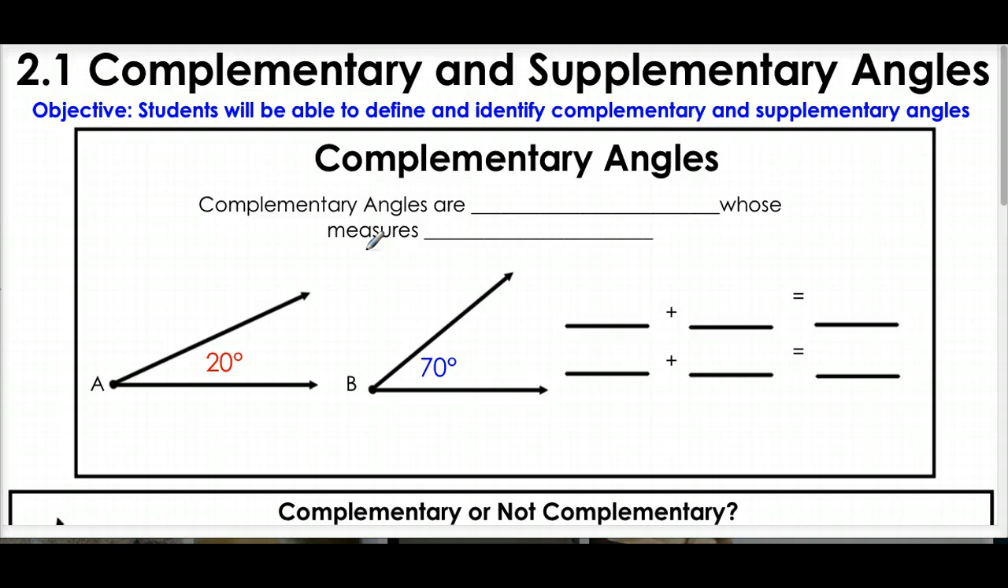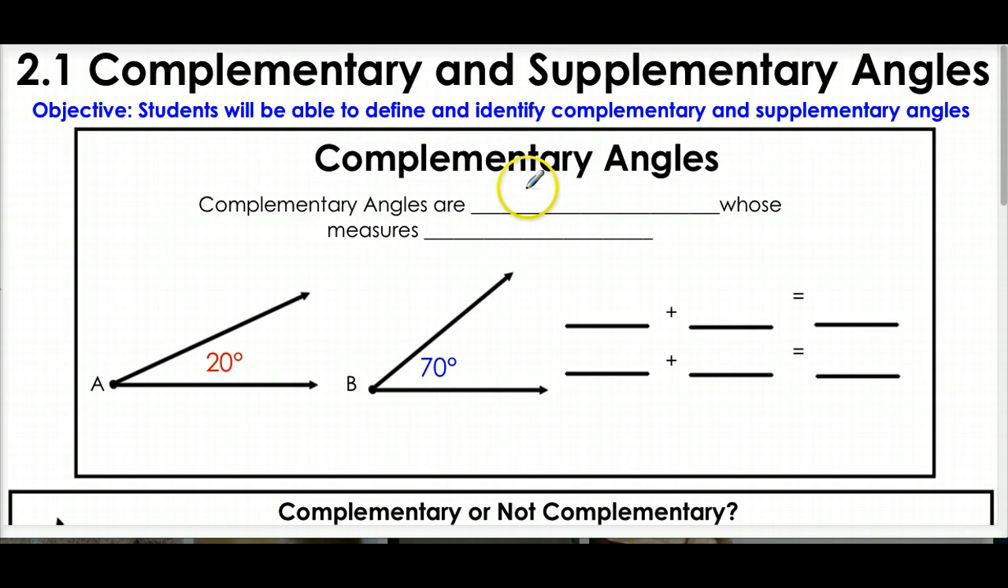Okay, so now you're on to level 2. And in this level, we're going to be talking a lot about angles. The first thing we're going to be talking about in lesson 2.1 is complementary and supplementary angles, which I know you've heard, and you probably say to yourself, isn't that when they add up to like 90 or 180? We're about to clear that up. The objective is for students to be able to define and identify complementary and supplementary angles.